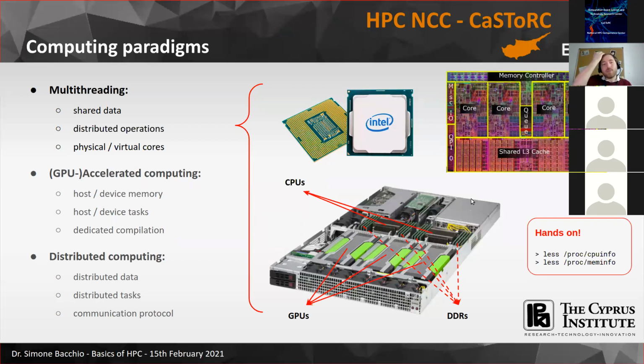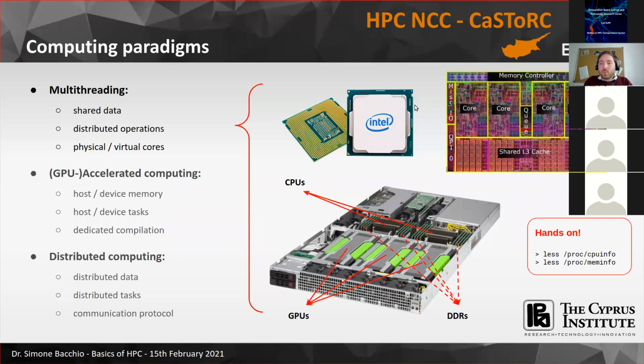The difference between multi-threading and multi-processing is that in multi-threading, the data are shared, full stop. So you have a common pool of data, you do operations on it, and you have multiple cores working on this data, okay?